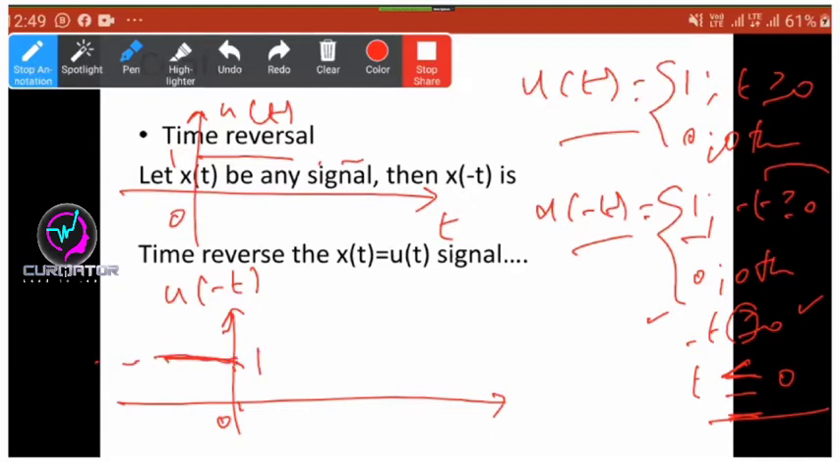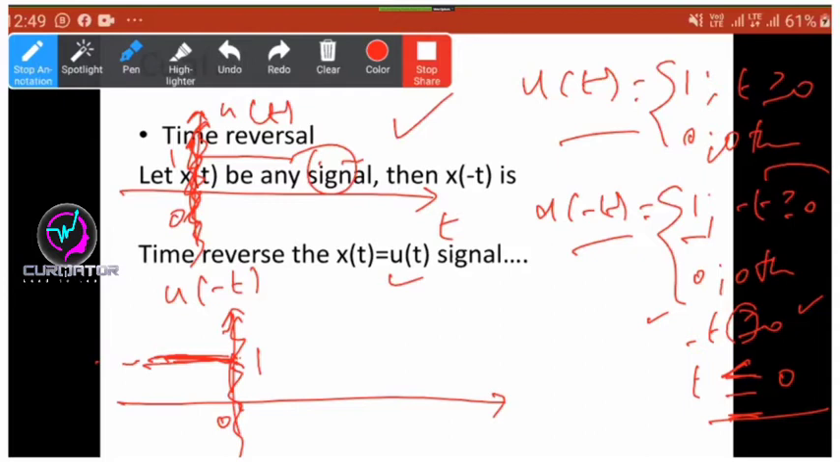So let us compare the graphs of u of t and u of minus t. It is just like a mirror image of u of t about the origin. See, with respect to this y axis, the t equal to 0 axis, this whole graph is just flipped like a mirror image. This is how it happens in the time reversal operation. I hope you understood this topic.